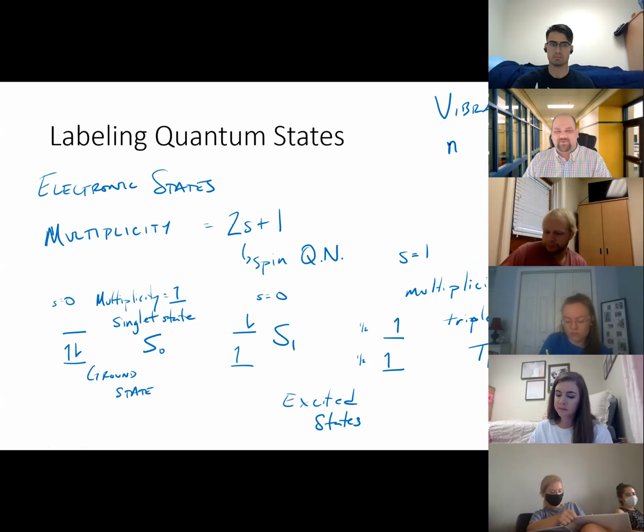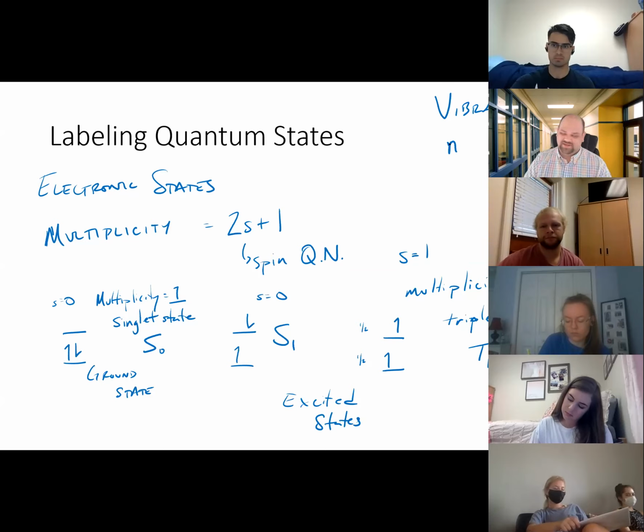Vibrational states are much lower in energy than electronic states, and rotational states are even smaller in energy. And so we really don't tend to label rotational states when we're looking at electronic states, because the difference in energy is so small that it really doesn't affect the overall energy a whole lot.